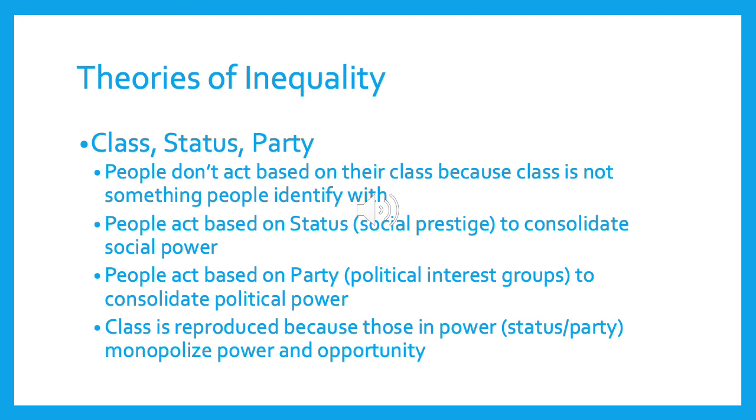Max Weber actually gave us a much more complex account of how class functions in society. For Max Weber, who was a student of Marx, he had read Marx and understood Marx's theory that eventually the working class would rise up and seize the means of production and overthrow the bourgeoisie. Weber did not think this would happen. Weber agreed that inequality existed, but he didn't think that the class structure would change. Instead, he thinks it will be reproduced forever.